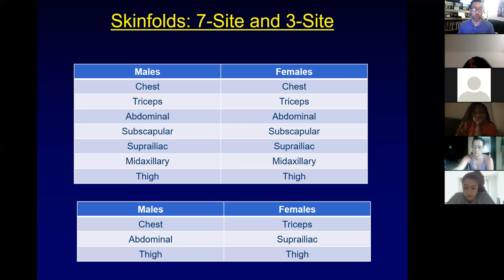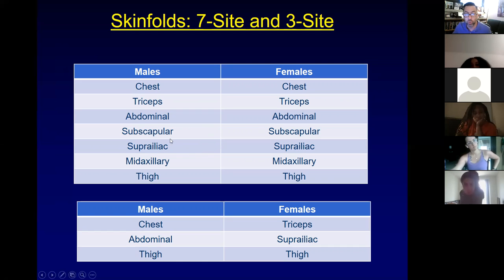Subscapula is taken below the inferior angle of your scapula. You would put an arm back behind your back. Okay, I don't know if I can do this. I don't even know if you guys can see me from behind, like so. But you put your arm back and turn around like this. Okay, and then we go down below the inferior angle of your scapula, and we pinch from down there.